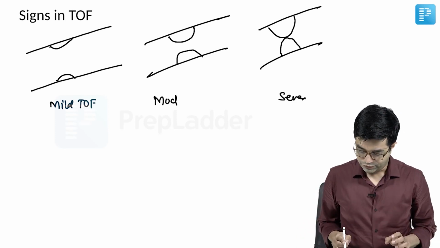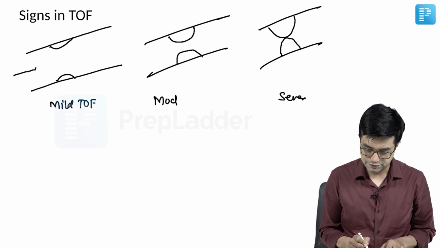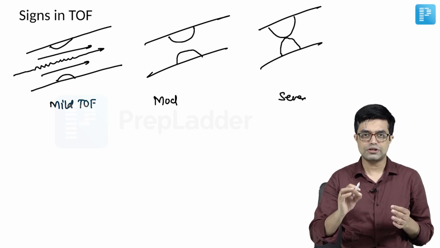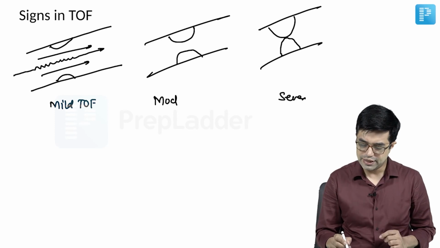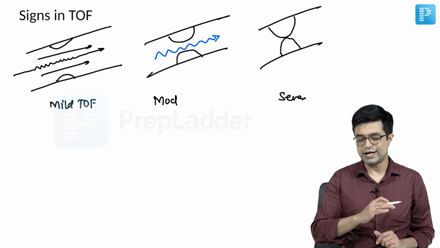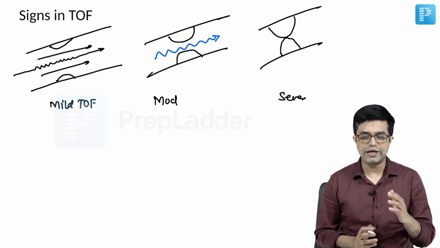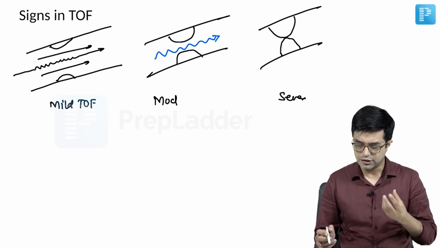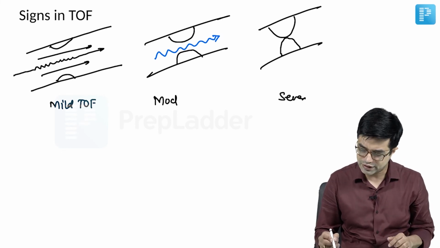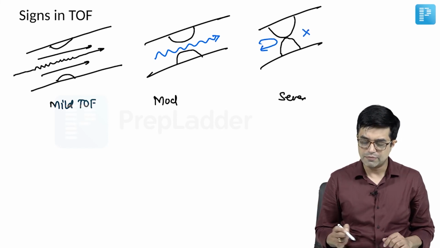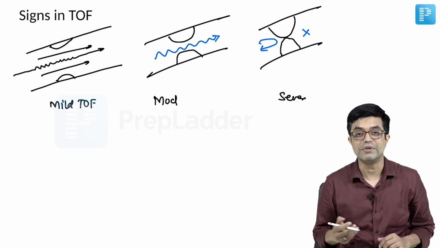Now, in mild TOF, there will be a faint murmur. Why? Because most of the blood is able to go without turbulence. The obstruction is not significant enough. In moderate TOF, there will be significant turbulence as blood flows through the narrowing. A point will come where the murmur will become very loud. Suppose the obstruction becomes even further, or there is a valvular atresia. What will happen? No flow will happen. Because there is no flow, the murmur will disappear.